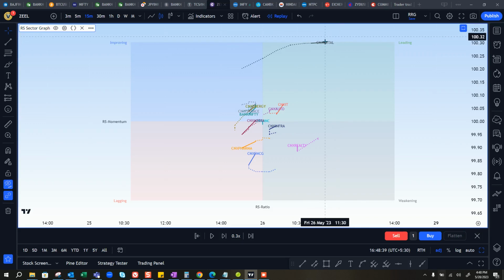At 9:30, we now see that metal is in the leading category. This is the trailing path. It has been coming from the dotted line, and the solid line is where it is currently. Apart from metals, IT is also in the leading, but a little bit of momentum is not there as compared to metals. So immediately at 9:30, metals becomes my focus area.